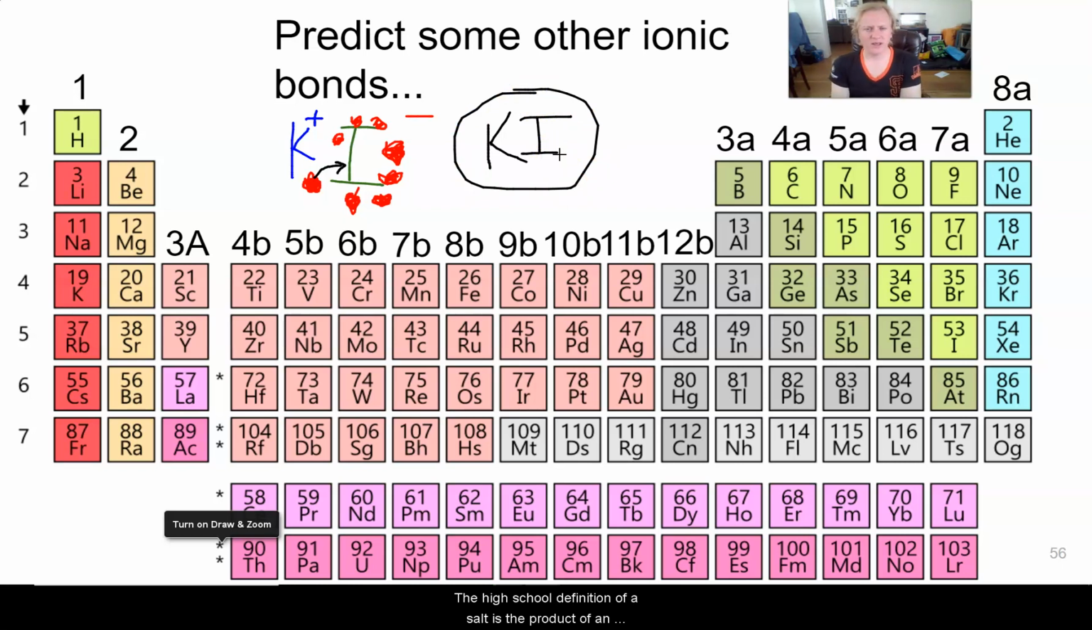The high school definition of a salt is the product of an acid and base being neutralized, but the chemistry definition is anything with an ionic bond. That's not important. I'm not going to ask you that, but if you were curious, maybe you took high school chemistry. But here is potassium iodide. It is an ionic bond, and this is a salt.